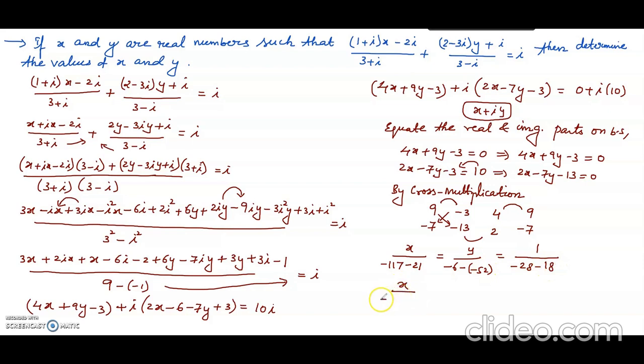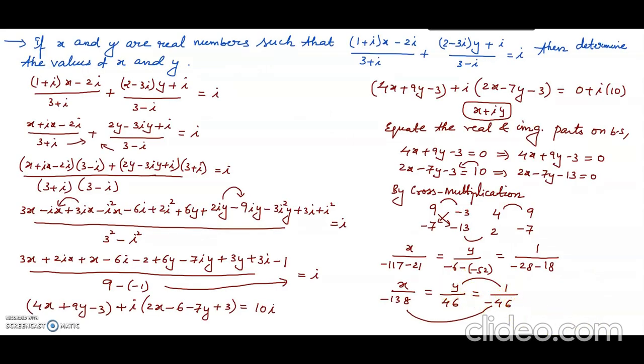So we have x by minus 138 equals y by 52 minus 6, which is 46, equals 1 by minus 46. Now you need to bring up the proper pairing: x with the first and last, second and last, and you need to solve. So what will we have now? x by minus 138 is equal to 1 by 46, and y by 46 is equal to 1 by 46. If you want to check, you can just go back and check.